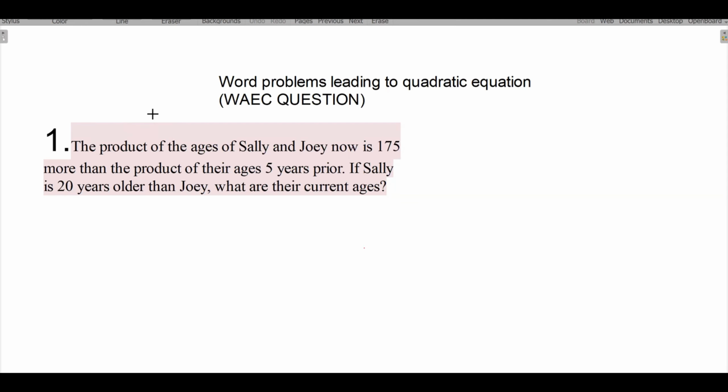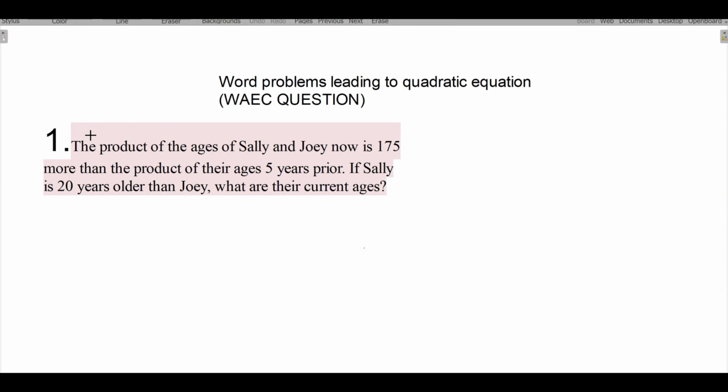Now, the question says that the product of the ages of Sally and Joel now is 175 more than the product of their ages 5 years prior. That means 5 years prior means 5 years ago, 5 years back. Now, there are three things here we need to note first: the product of the ages of both Sally and Joel, then 175 more than the product 5 years ago. So we need to take it one by one.